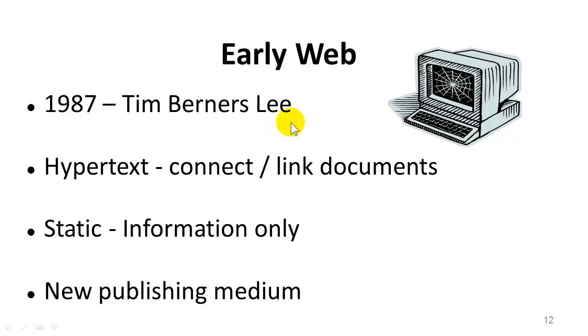Let's think about the web, because most people in this class are generally web developers. Back in 1987, Tim Berners-Lee developed the web as a system of hypertext links. We essentially were connecting documents, clicking on links. Primarily the information was static, read-only. However, that was high technology for that era. This was a new medium for publishing information.